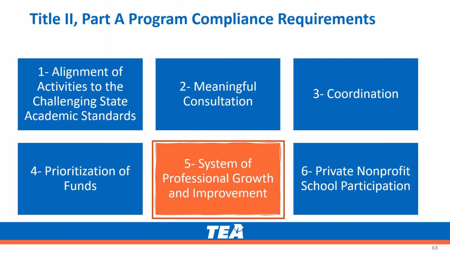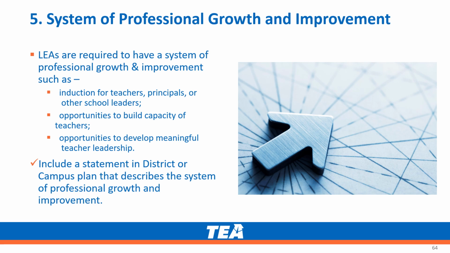Now let's shift the focus to a system of professional growth and improvement. LEAs are required to have a system of professional growth and improvement, such as induction for teachers, principals, and other school leaders, opportunities to build capacity of teachers, and opportunities to develop meaningful teacher leadership. One way to demonstrate compliance with this requirement is to include a statement in the district improvement plan that describes the LEA system of professional growth and improvement. The LEA should also retain documentation of activities that were conducted, showing that the system has been implemented.